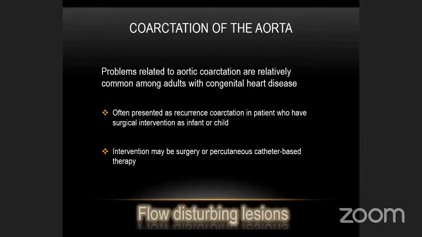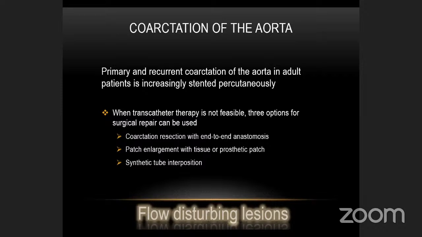Problems related to aortic coarctation are relatively common among adults with congenital heart disease. It often presents as recurrent coarctation in patients who had surgical intervention as an infant or child. Intervention may be surgical or percutaneous catheter-based therapy. Primary and recurrent coarctation of the aorta in adult patients is increasingly stented percutaneously.